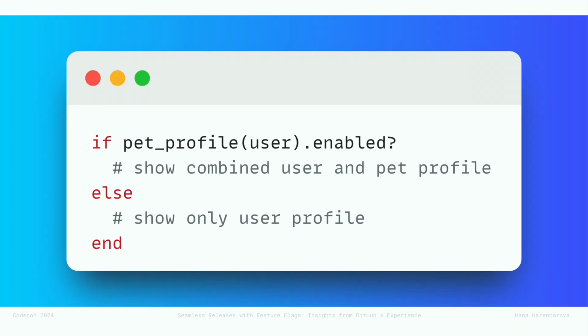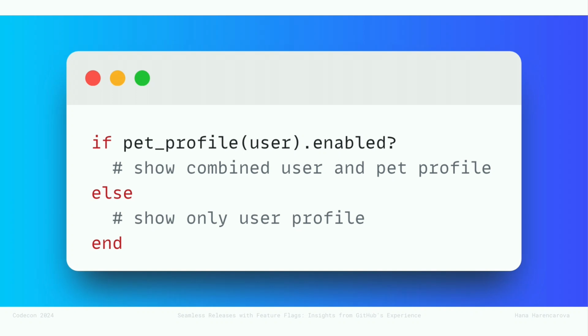What actually are feature flags? In the most simple way, it's just an if statement, which can branch the old and the new behavior. So let's look at a couple of examples, and this is Ruby pseudocode. We know that developers like pets, so let's say that GitHub would like to introduce a new feature, and they would like to show a pet profile next to the user profile. But don't wait for this feature. It's just for the presentation.